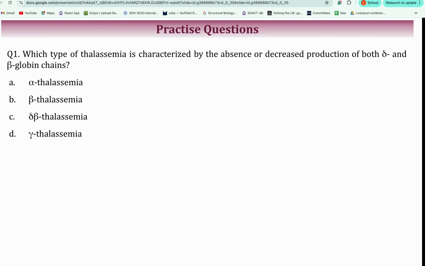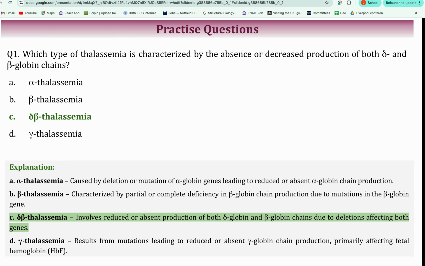Okay, so now let's see what the right answer is. The right answer is option C, which is delta beta thalassemia. It is clear from the question that both the delta and beta globin chains are either absent or decreased. Delta beta thalassemia involves reduced or absent production of both delta globin and beta globin chains due to deletions which affect these genes. Whereas alpha thalassemia is caused by the deletion or mutation of just the alpha globin genes.